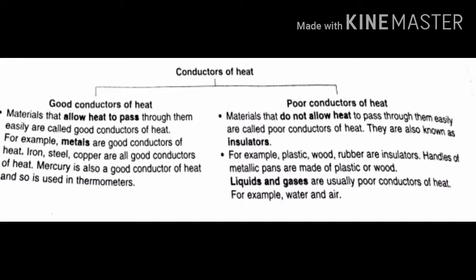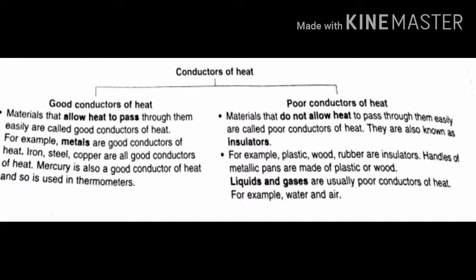Next one, poor conductor of heat. Materials that do not allow heat to pass through them easily are called poor conductors of heat. They are also known as insulators. For example, plastic, wood, rubber are insulators. Handles of metallic pans are made up of plastic or wood.